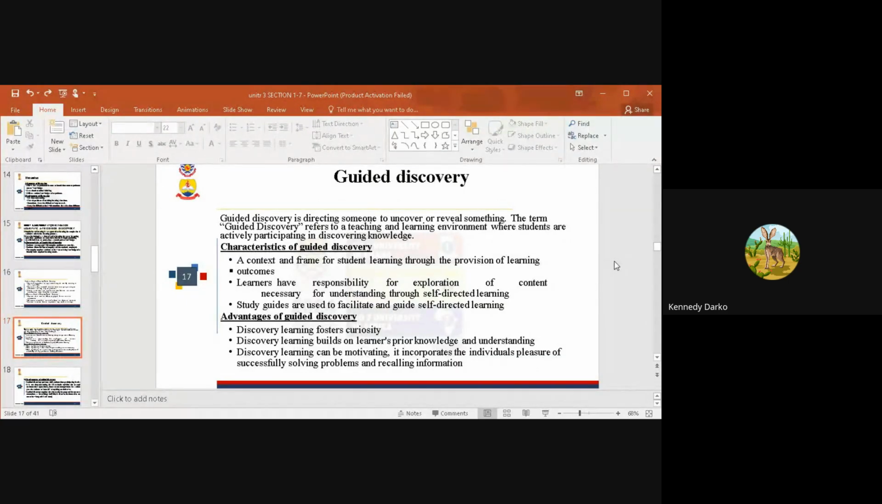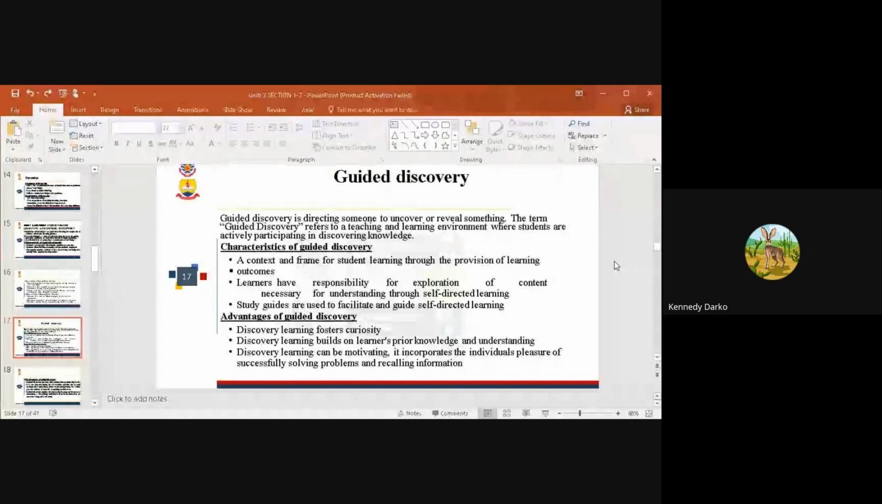You have discovered it. So that's how you hear the scientists say, oh, this person has discovered this. It's like the knowledge was covered, and by God's grace, we have uncovered it. So the term guided discovery refers to a teaching and learning environment where the students are actively participating in discovering what? Knowledge. So here you are guiding the student to discover knowledge by themselves. Whatever thing that is hidden, you are guiding the student to bring it out.